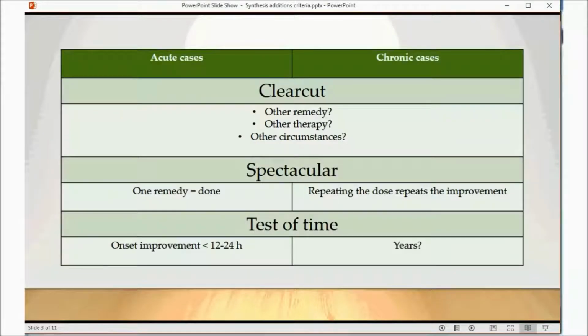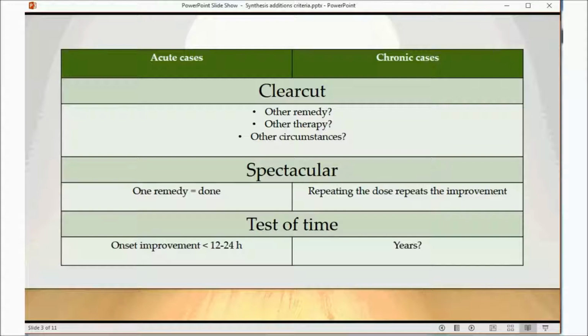whether acute or chronic. First of all, and this is a suggestion I have written and made in the first printed version of Synthesis in 1994 or 95, I believe, in the blueprint, and I believe it still stands the test of time, this idea, that additions, if they come into the repertory, we should consider whether they are based on a clear-cut case.